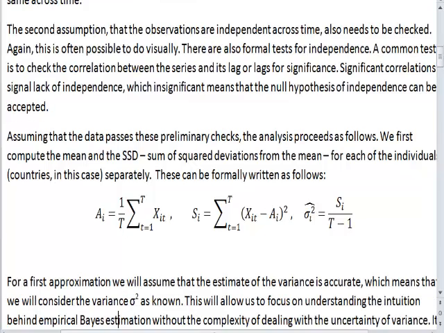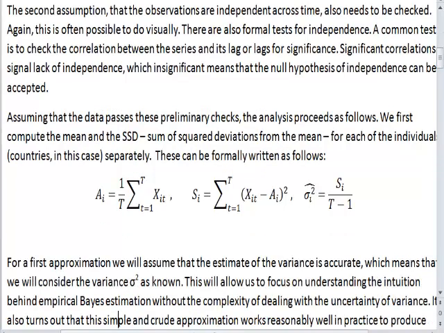Now, at this point I'm doing a first approximation analysis. Later on we'll do the more complicated analysis. So as a first approximation, I'm going to assume that sigma hat squared is the same as sigma squared. So there is no uncertainty in the variances. That means that we will concentrate on how the mean is being estimated. Later on we'll take care of what happens when variances are unstable.